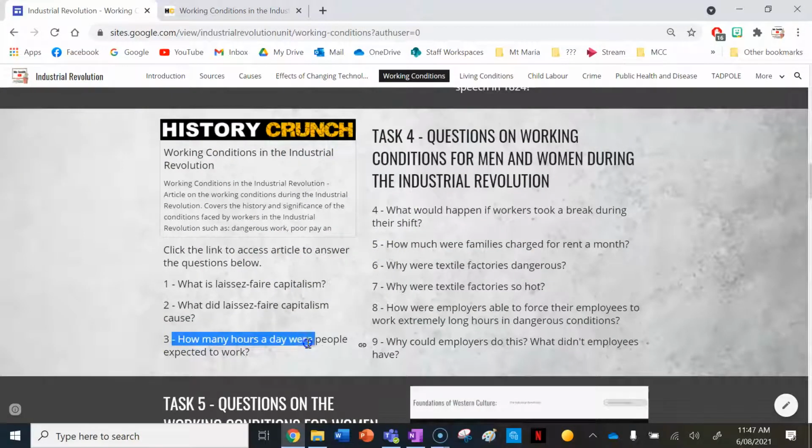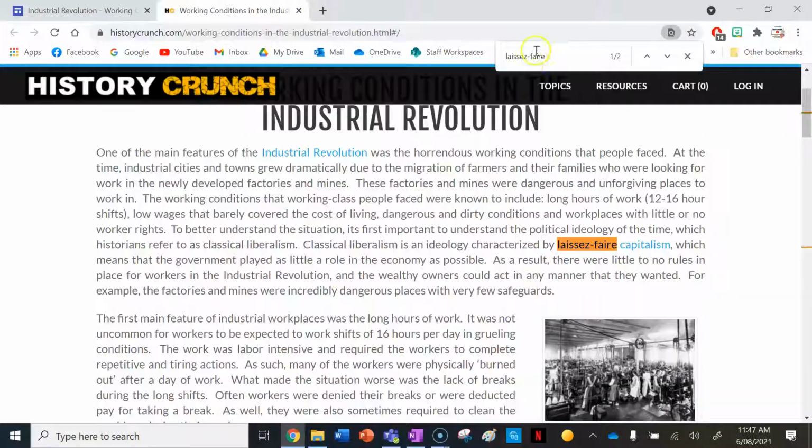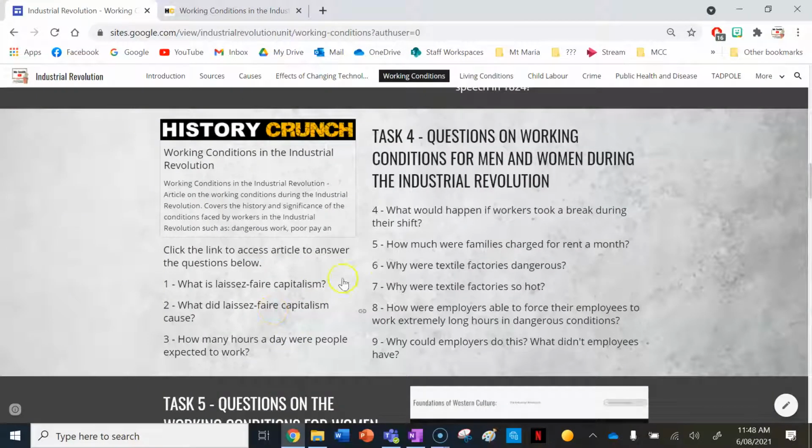Number 3, how many hours a day were people expected to work? Again, there's a lot of text to read through, so I'm going to go Control F and type in hours. The first main feature of industrial workplaces was the long hours. Here they were expected to work 16 hours a day. So that's my answer for number 3.